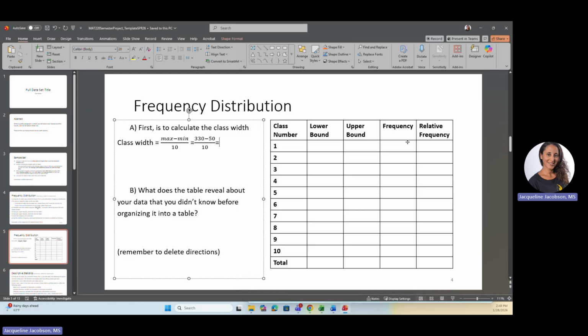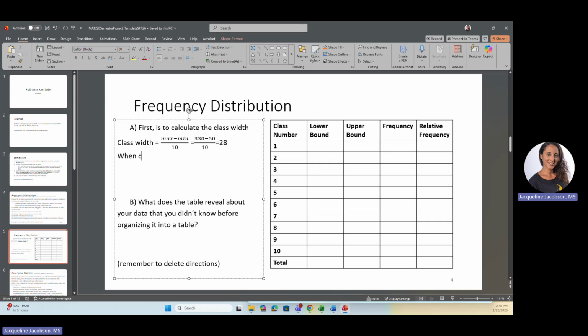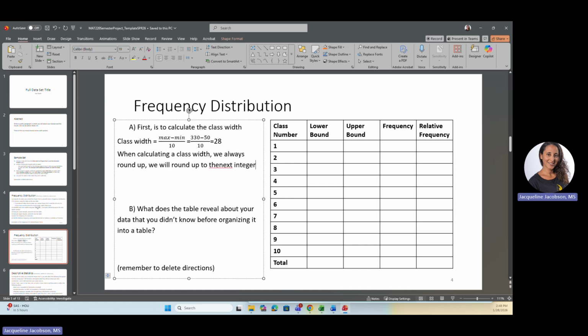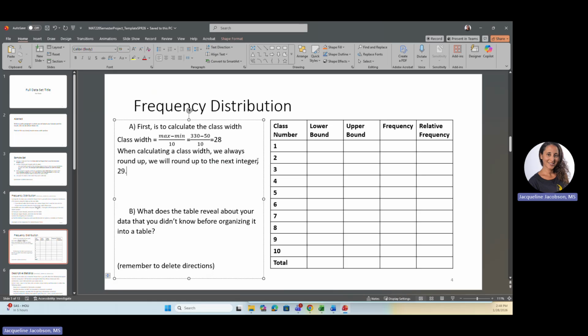Now, here's the interesting thing. I got 28, but when calculating a class width, we always round up. We will round up to the next integer. And so even though my calculation gave me 28, I'm rounding up to 29. My class width is 29.